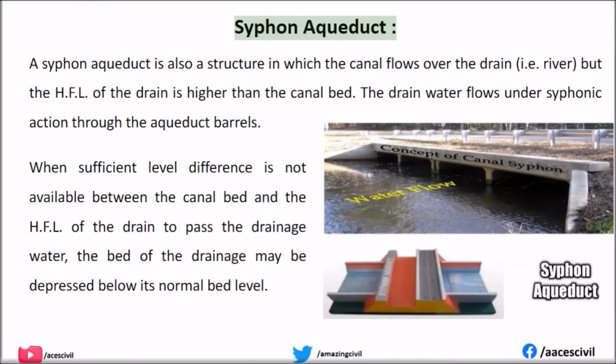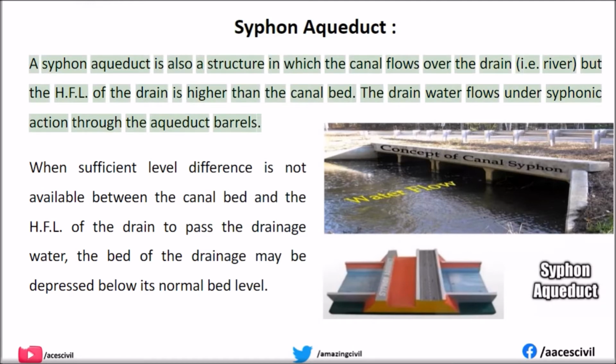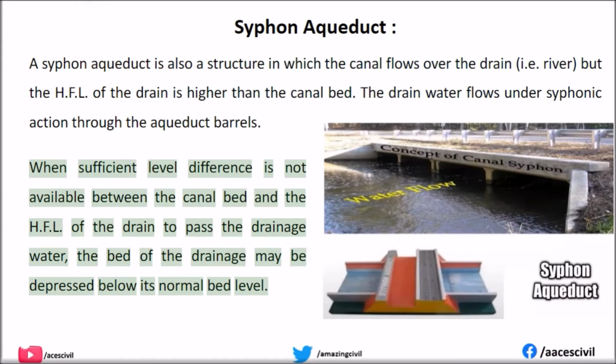Siphon aqueduct. A siphon aqueduct is also a structure in which the canal flows over the drain, i.e. river, but the HFL of the drain is higher than the canal bed. The drain water flows under siphonic action through the aqueduct barrels. When sufficient level difference is not available between the canal bed and the HFL of the drain to pass the drainage water, the bed of the drainage may be depressed below its normal bed level.